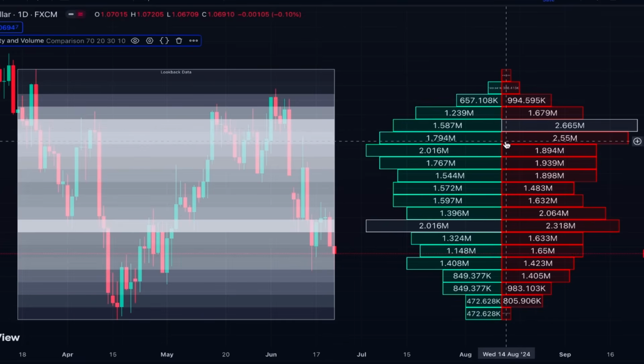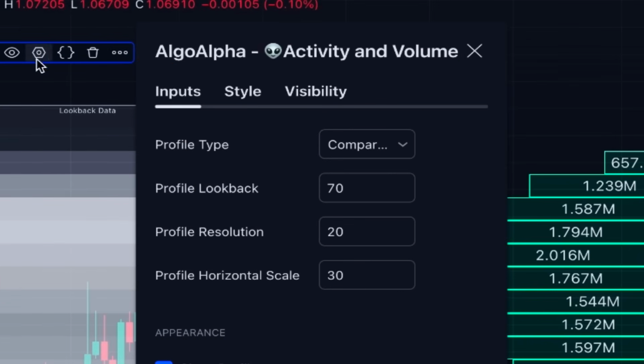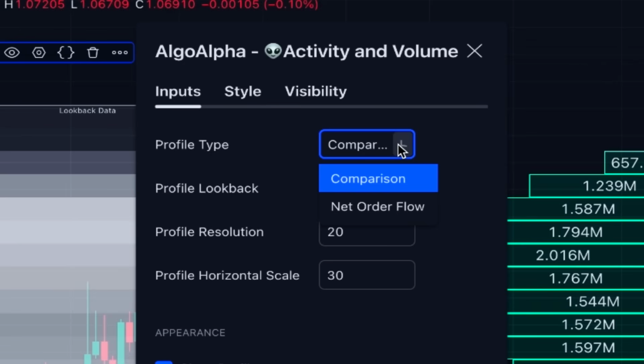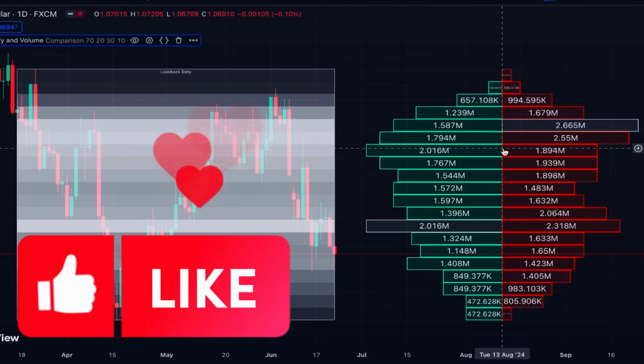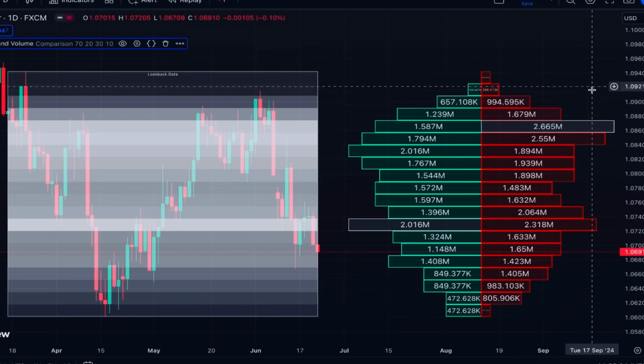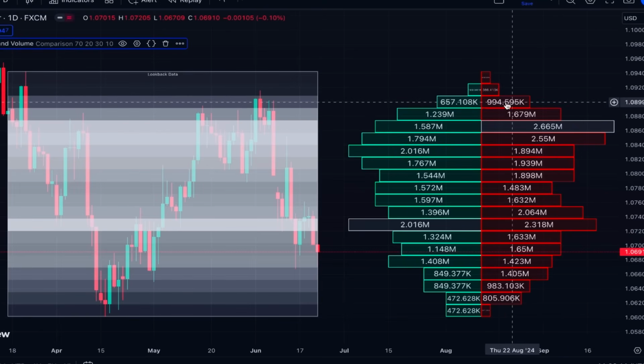Right now, by default, we are in comparison mode. If we go to the settings of the indicator, here for profile type, you can see we have comparison and net order flow. We continue with comparison and I'll explain net order flow later. In the comparison mode, for each price range, we have both buy and sell volume, and simultaneously we can see the total volume around a specific zone.